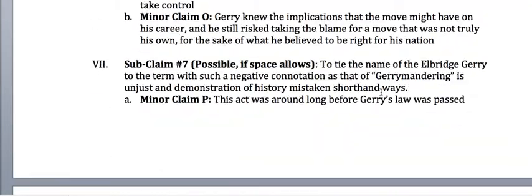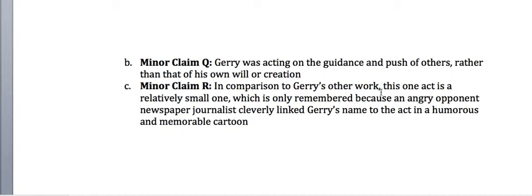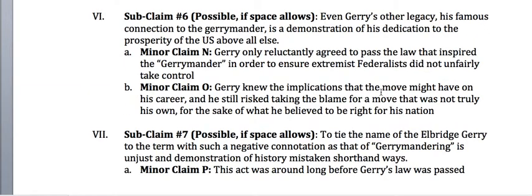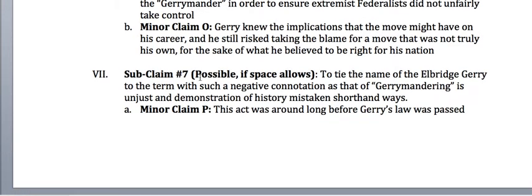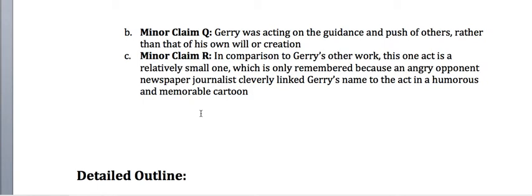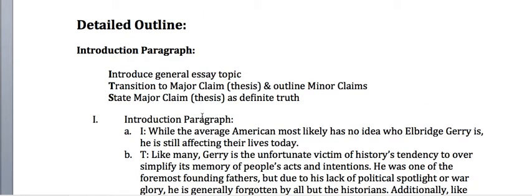So this is all explicitly stated. You will notice that I wrote each of my minor claims as a complete sentence. This is just a random one: Jerry only reluctantly agreed to pass a law that inspired the gerrymander in order to ensure extremist Federalists did not unfairly take control. Okay, so I wrote them as complete sentences. Okay, a detailed outline. You will see I followed the example.